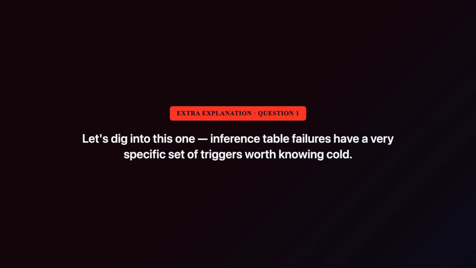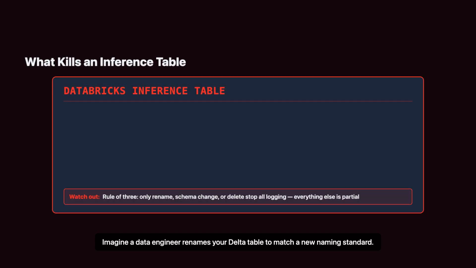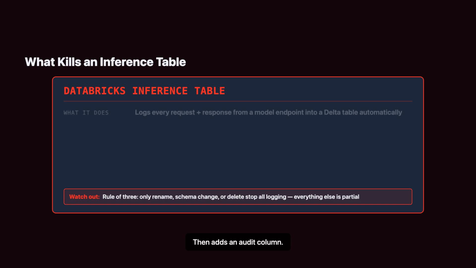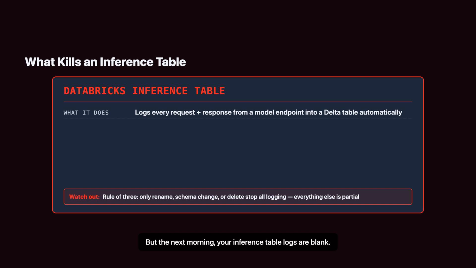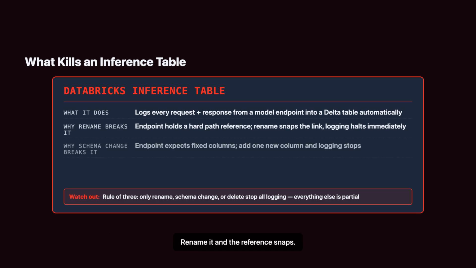Let's dig into this one. Inference table failures have a very specific set of triggers worth knowing cold. Imagine a data engineer renames your delta table to match a new naming standard, then adds an audit column. Sounds harmless, but the next morning, your inference table logs are blank. Here's why. The endpoint holds a hard reference to one specific table path. Rename it, and the reference snaps. Add one new column and logging stops. The endpoint expects a fixed schema.